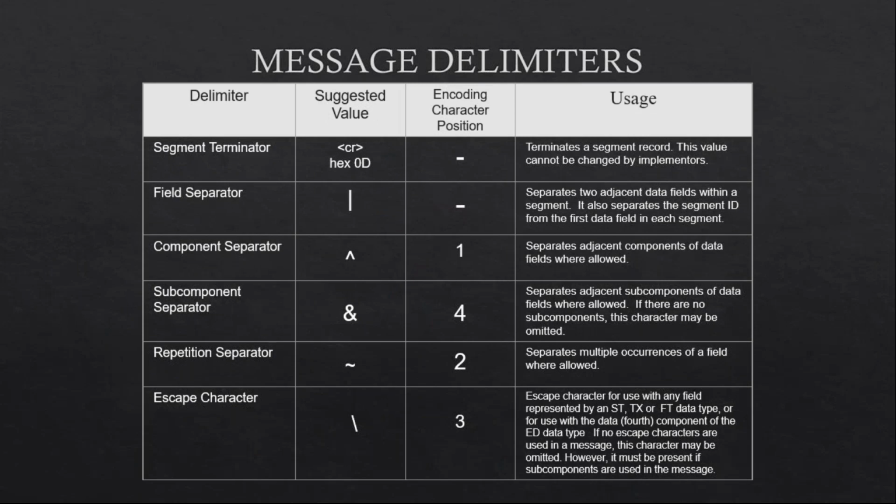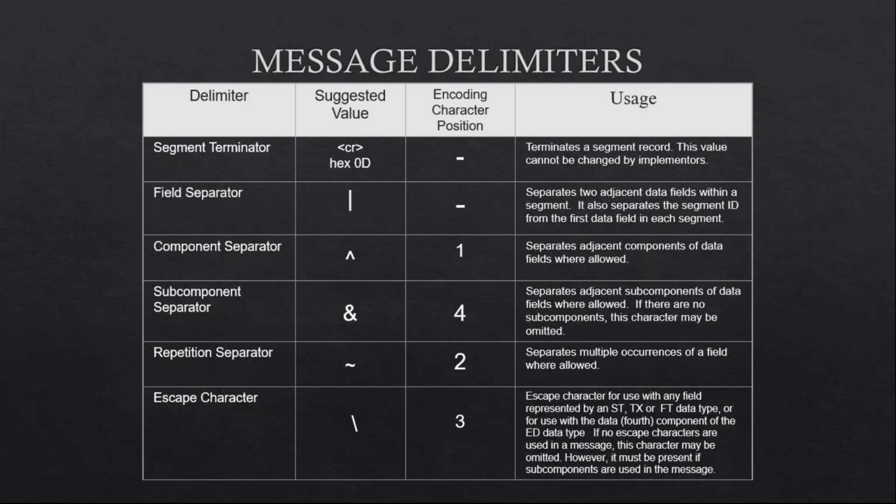Like any other language, as I told you in the beginning, HL7 has its own grammar and syntax. In English, we have spaces, full stops, and commas, and those punctuations are used so that whoever is reading can read and understand it properly. In a similar way, HL7 has its own punctuation, called message delimiters. We can compare a few of them with our regular language. The segment terminator is like a full stop, indicating that a segment has been terminated.